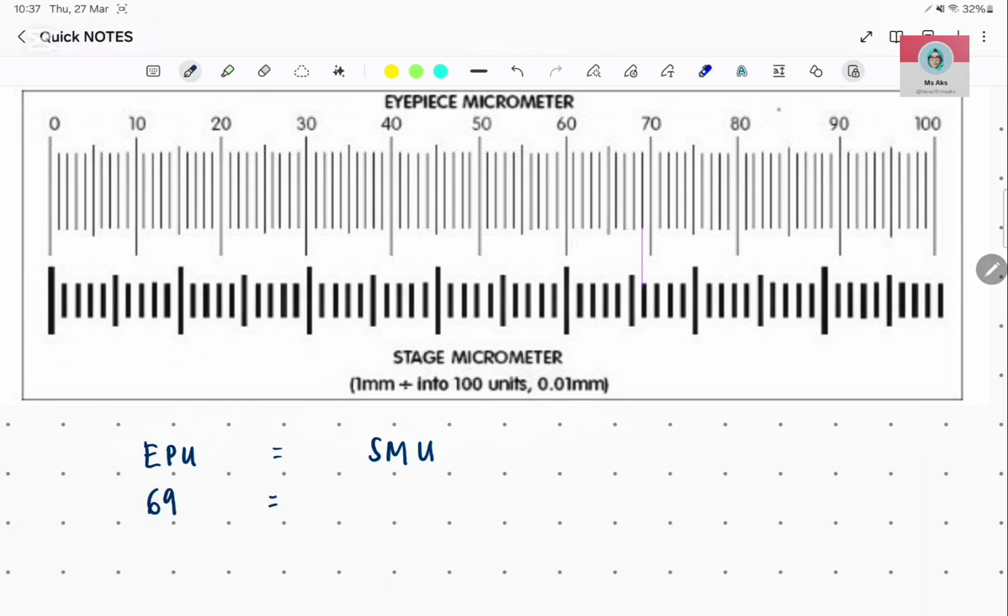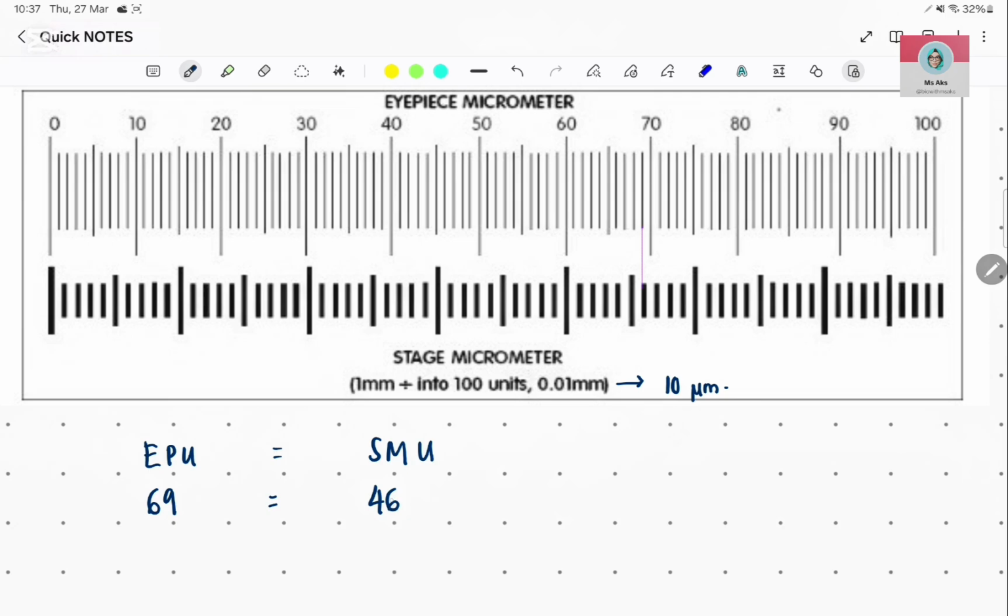69 eyepiece units is equivalent to 10, 20, 30, 40, 46. So that is 46 stage micrometer units. Remember that each division is mentioned here: it's 0.01 millimeters, which we've already calculated in the earlier examples. This equals 10 micrometers.